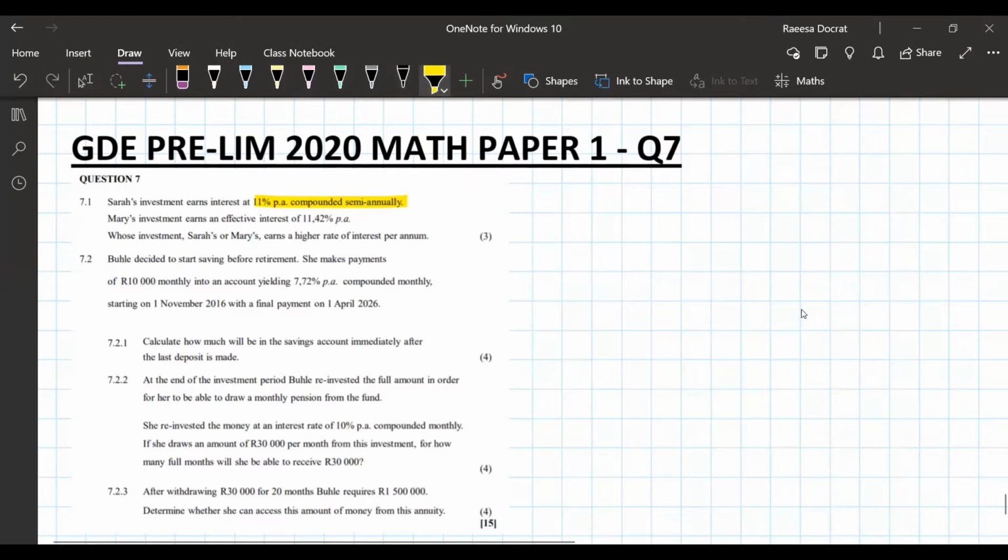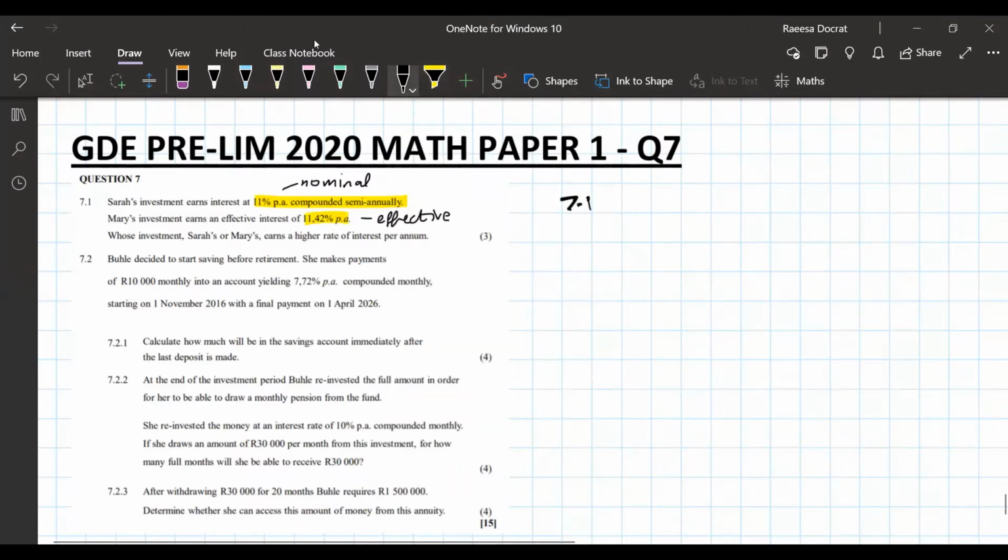What happens in this case is that we can't compare the interest rates as is, because one interest rate, which is Sarah's, is a nominal interest rate, and Mary's is an effective interest rate. So in order for us to be able to compare interest rates, we should have the effective interest rate for both. So we should convert Sarah's interest rate into an effective interest rate.